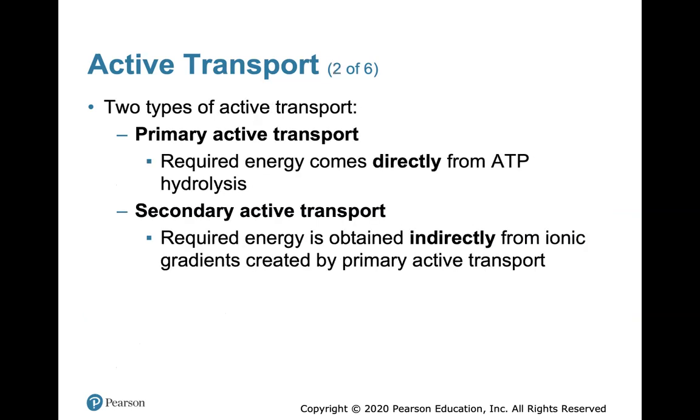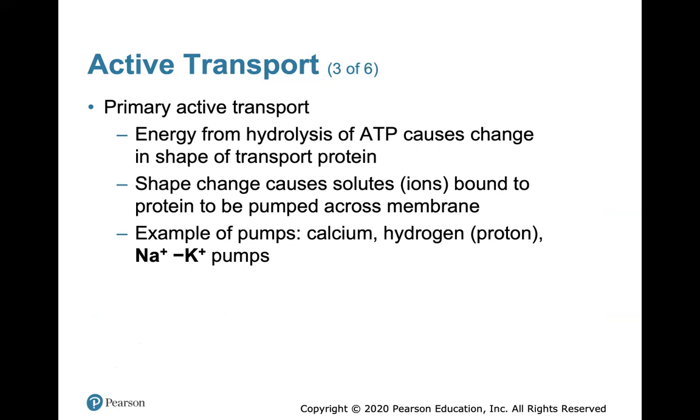Primary active transport requires energy coming directly from ATP hydrolysis. That means the breaking up of those phosphate bonds. And in secondary active transport, the required energy is obtained indirectly from ionic gradients created by primary active transport. So primary active transport is energy from the hydrolysis of ATP causing changes in shape.